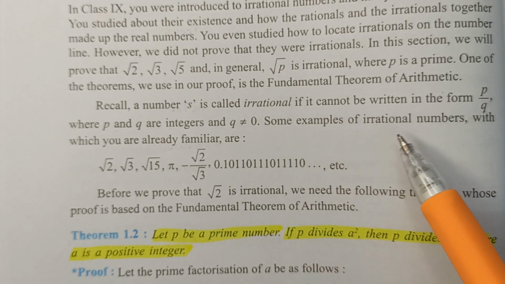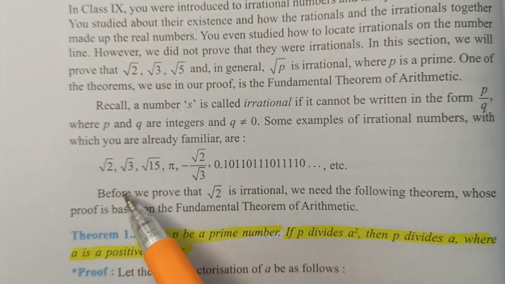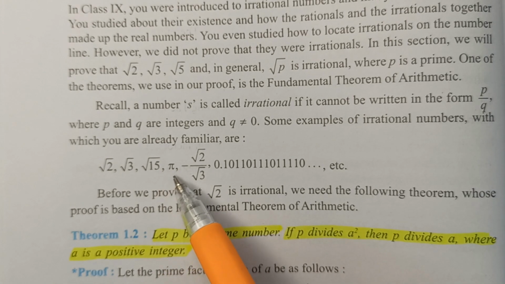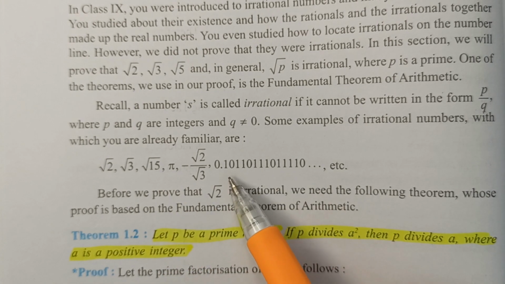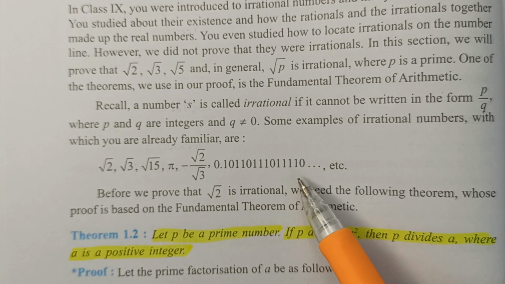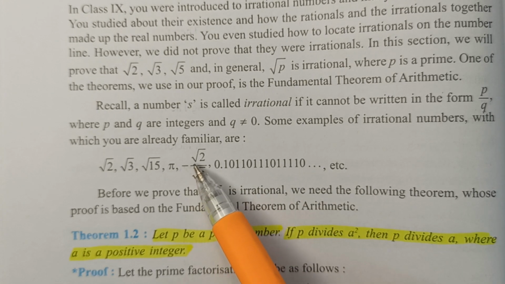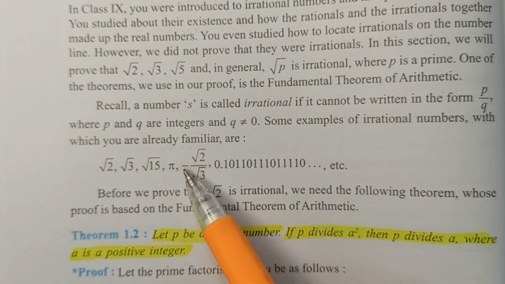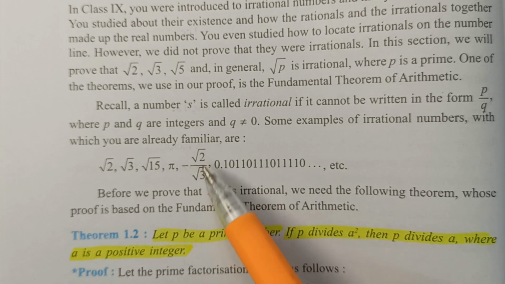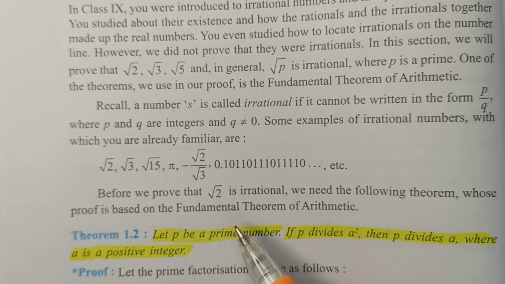So some examples of irrational numbers are root 2, root 3, root 15, pi, and non-terminating, non-repeating decimal numbers, and root 2 by root 3. Again, these two are irrational numbers, so the result will be an irrational number.